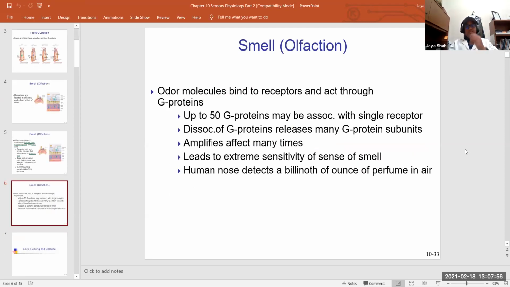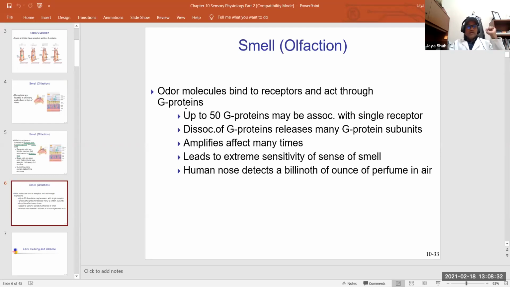If I ask you between taste and smell, which one is more sensitive? It is smell, because smell has higher intensity. So even a small amount of odorant you can smell, but a small amount of taste molecules you cannot taste. The reason is here. Other molecules bind to the receptors and act through G protein, like quinine and sugar.